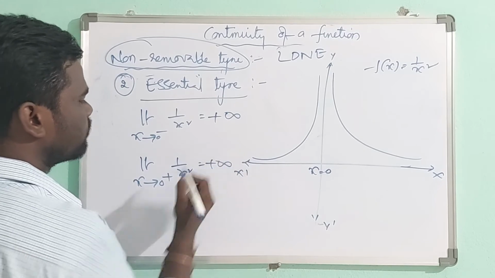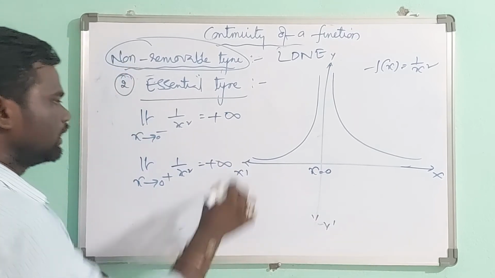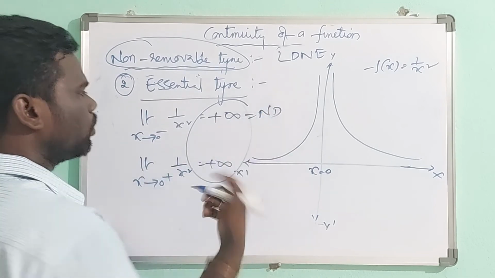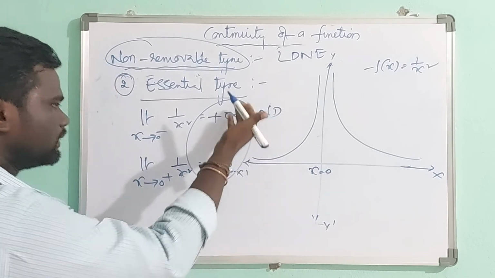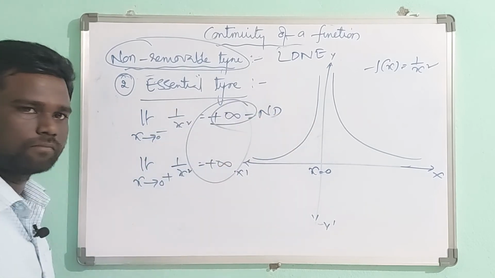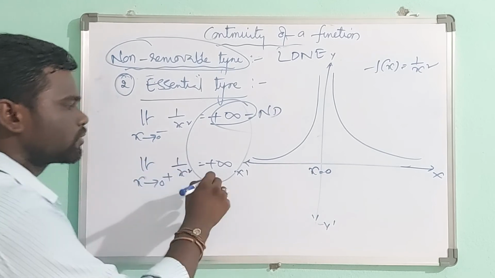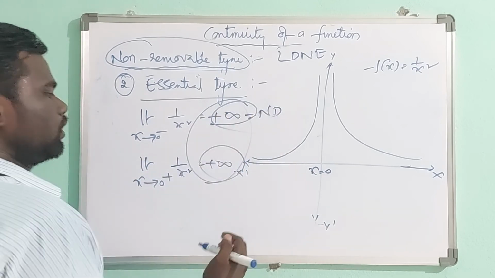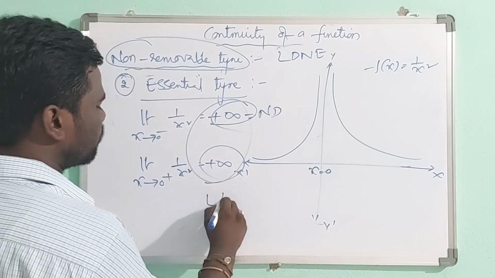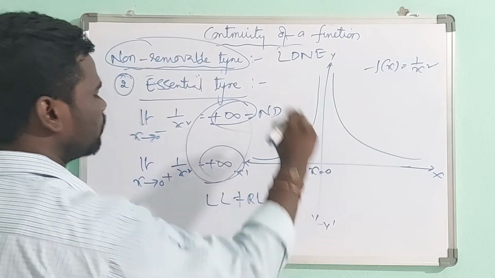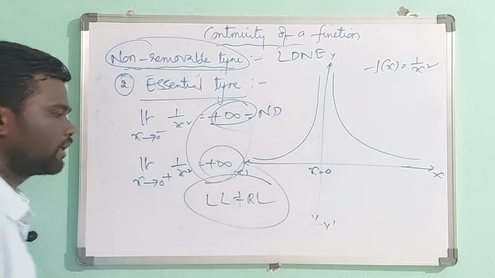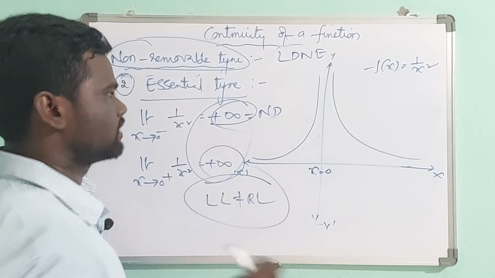Here also it is positive infinity. But don't think that these two values are equal, because the value is not defined. We don't know, so how can you say that these two values are equal? Limit as x tends to 0 minus of 1 by x square is not defined, and limit as x tends to 0 plus of 1 by x square is also not defined. So how can you say that two not defined values are equal? These two are not equal. So clearly left limit is not equal to right limit, and if left limit is not equal to right limit, the limit does not exist.